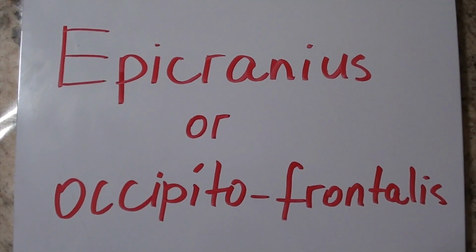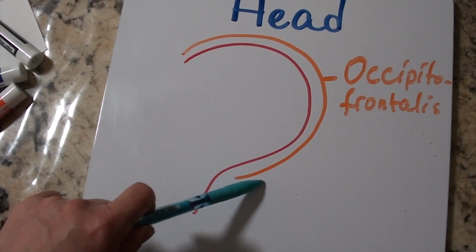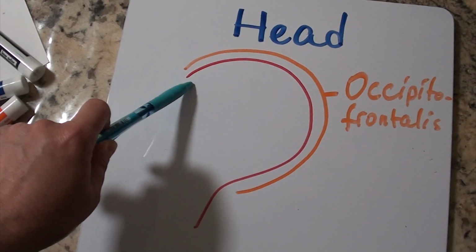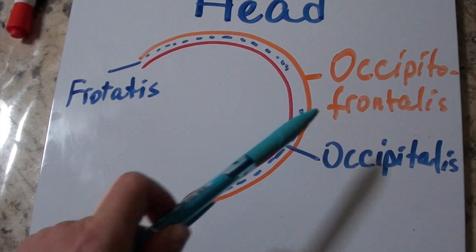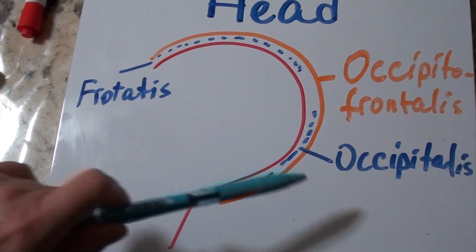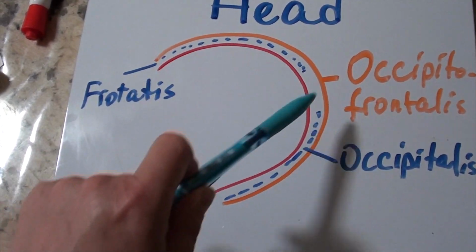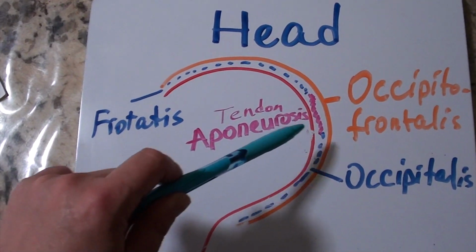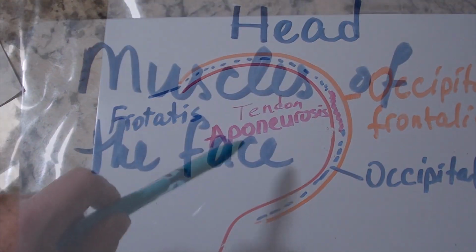Epicranius, also called occipital-frontalis, is a broad muscle that goes from the occipital bone to the forehead, the frontal bone. It is constructed with two muscles, occipitalis from behind at the nape area, and frontalis from the top, connected with a tendon that is called aponeurosis or epicranial aponeurosis.